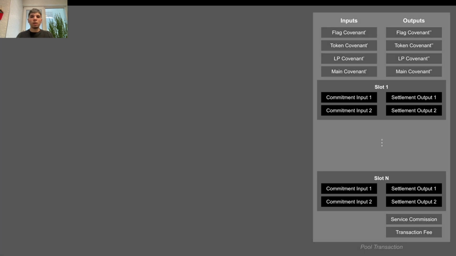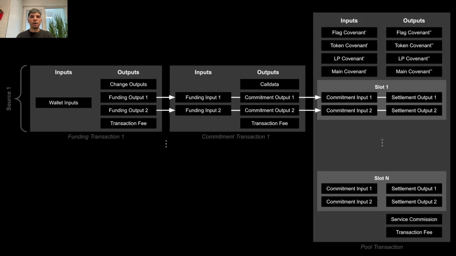Apart from the covenant inputs and outputs, you have slots in between. A slot is essentially a piece of smart contract execution room, made of 2 inputs and 2 outputs, that is responsible for an execution of smart contract. And the user essentially aims to reserve one of these slots by creating a commitment transaction.